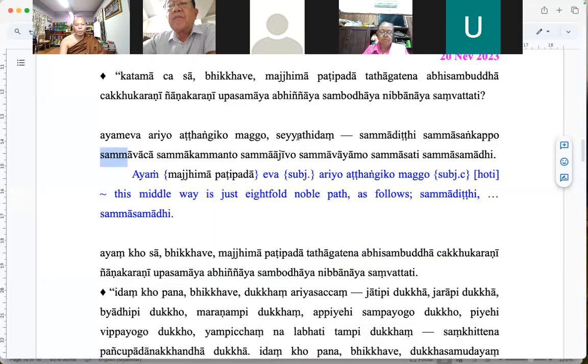Now right speech. Someone may talk about good speech, but whether it is right or wrong, we don't know. Even though it may be difficult to accept, that one is right. So samma vaca. And samma kammanto, right action. Samma ajivo, right livelihood. And samma vayamo, right effort.